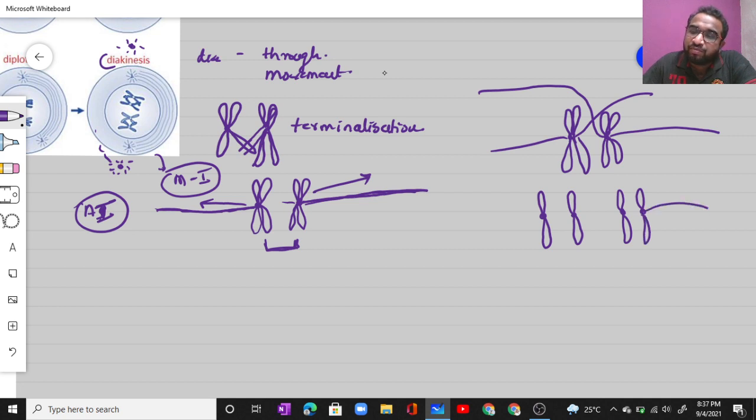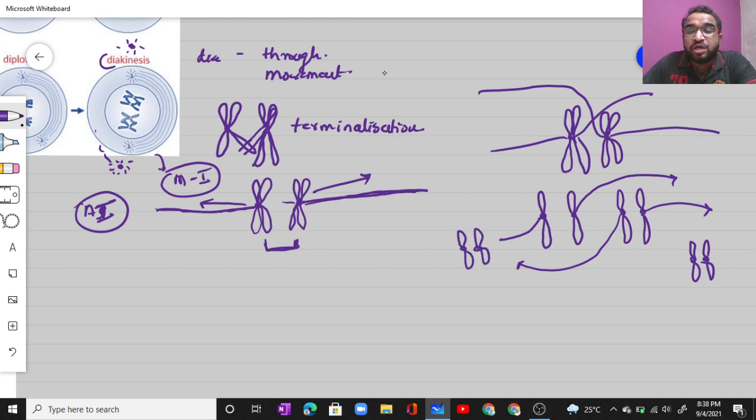So this will be pulled to this pole, and this is also going to be pulled to this pole. So here a pair of chromosomes is traveling towards the opposite pole. This will be pulled to one pole and this is also going to be pulled to one pole. So here also a pair of chromosomes is traveling towards the opposite pole. So when the daughter cell is formed, the daughter cell has a pair of chromosomes, but that is not the case over here in anaphase 1.